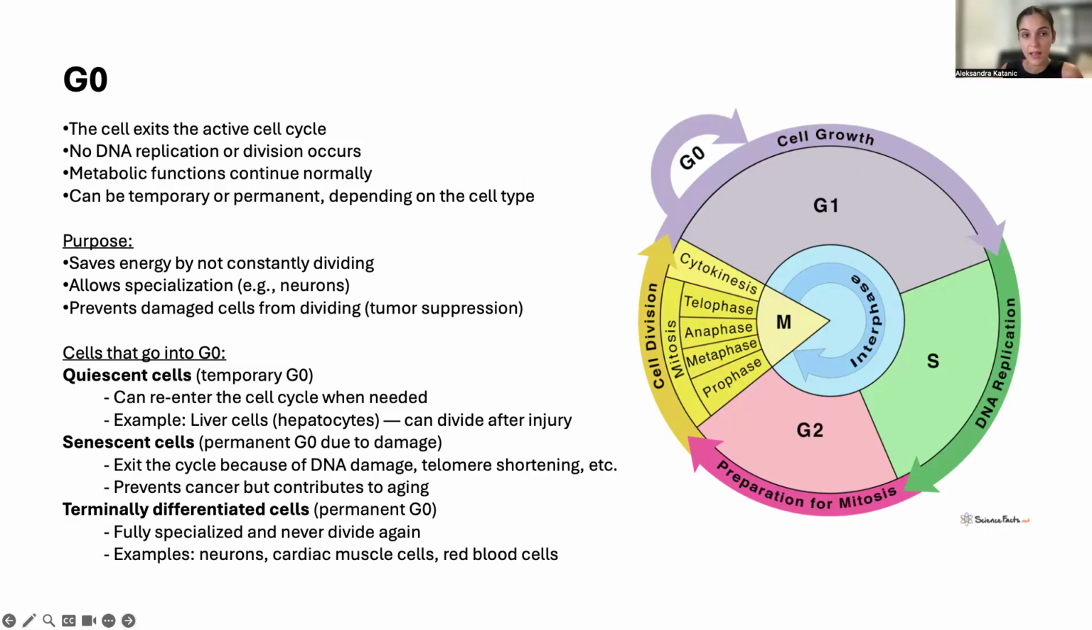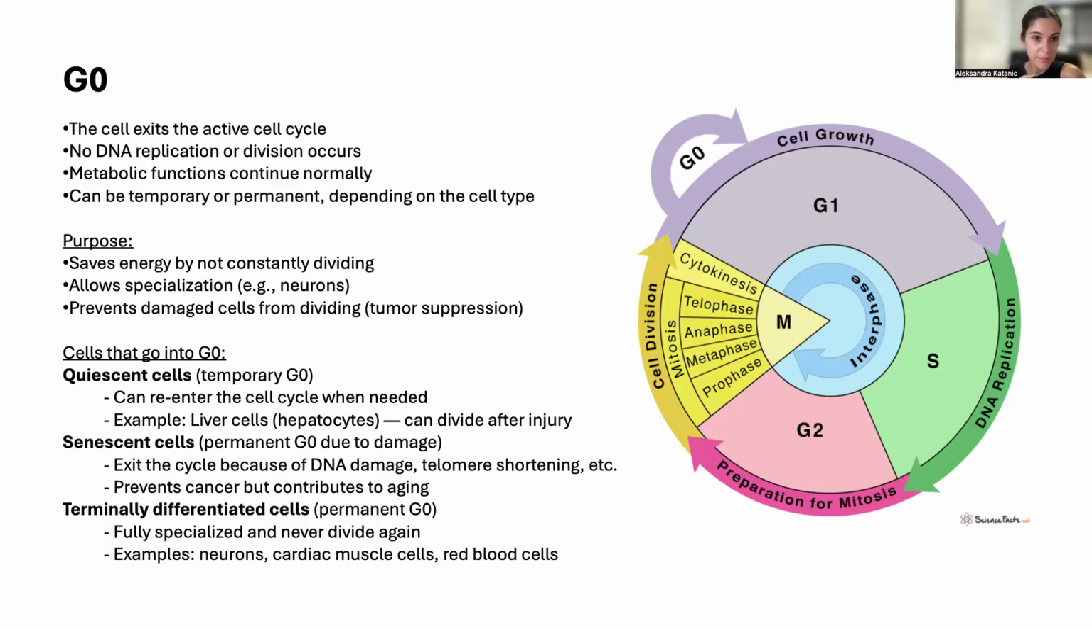All right. Now we also have to consider G0 phase. This is a resting or non-dividing state that a cell enters after G1 when it's not preparing to divide. So a good analogy is a work schedule where G0 is like taking time off or retiring, okay? You can take temporary leave, like quiescent cells. Permanent retirement refers to neurons, cardiac cells, and red blood cells. They are not constantly dividing. They stay in G0, the resting phase. Some cells have forced retirement due to damage. Okay, these are called senescent cells.